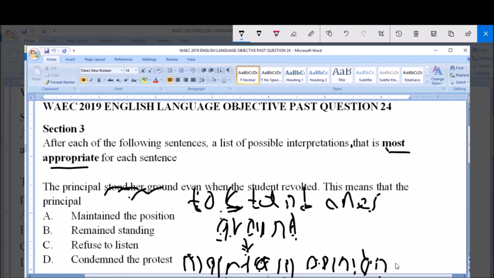Now, maintaining an opinion or position is standing one's ground, and option A means maintained the position. So the answer is option A, which is maintained the position.